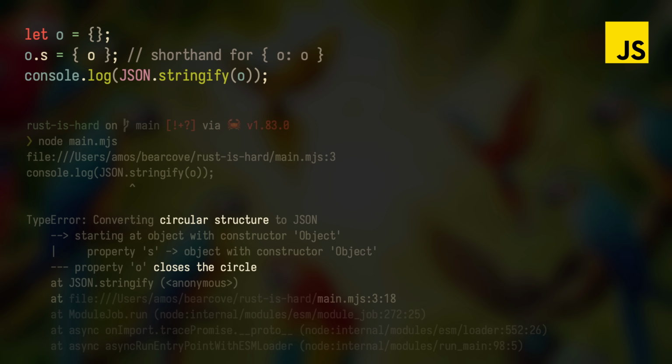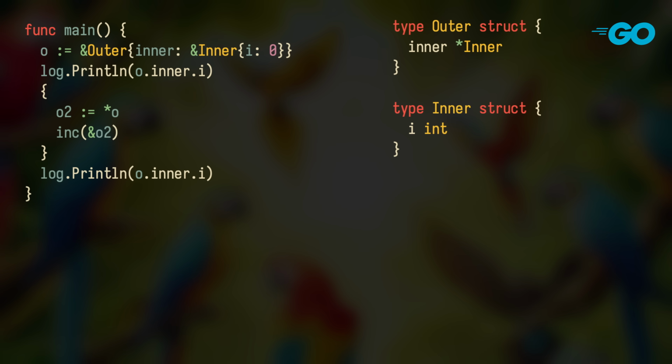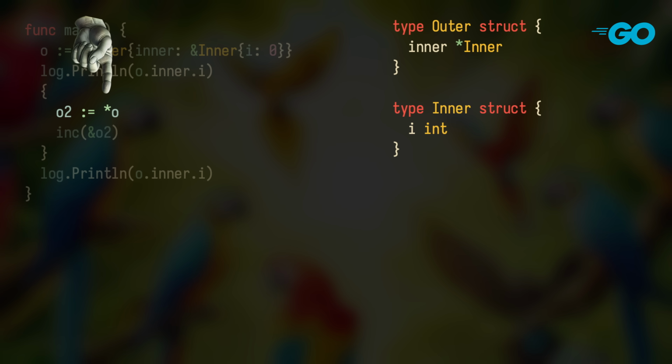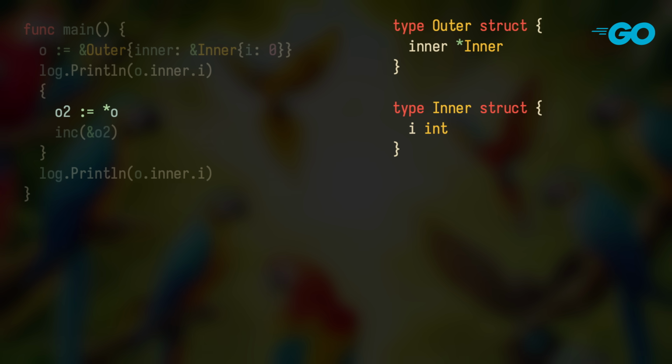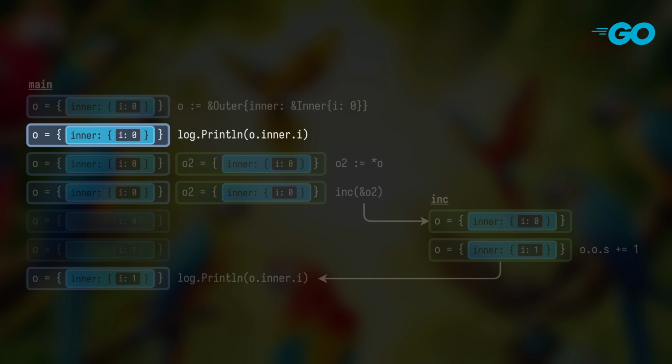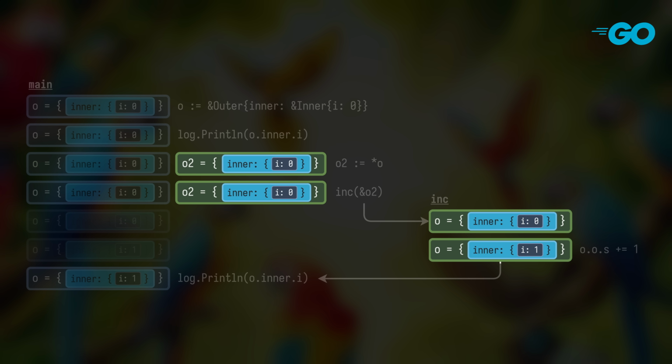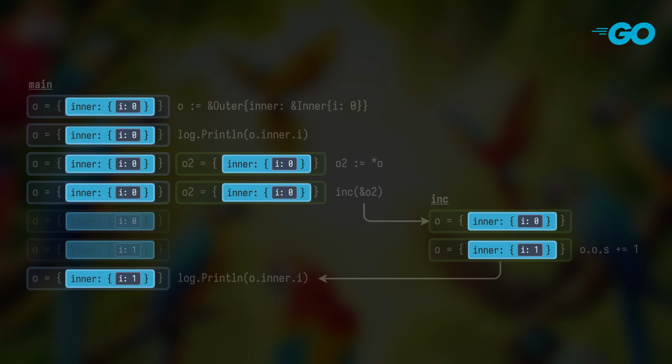Now, is shallow versus deep cloning a problem in Go? Of course it is, because dereferencing a struct with the star operator only creates a shallow copy. So we have the exact same problem. That program prints 0 and 1 because even though we've created a copy of the outer struct, we haven't created a copy of the inner struct.